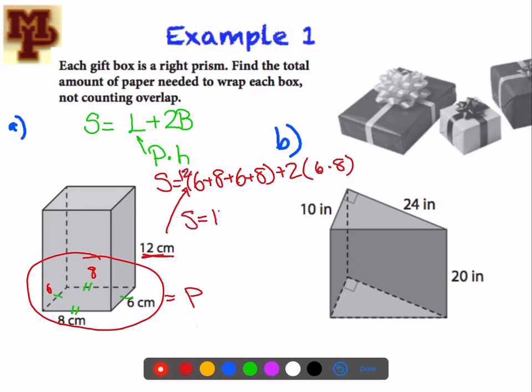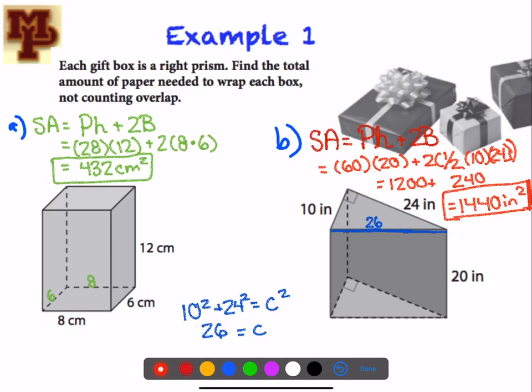So S is equal to 12 times, well, this is 14, plus 14 is 28, plus 2 times 6 times 8 being 48. And then solving for this, we find out that surface area is equal to 432 centimeters squared.